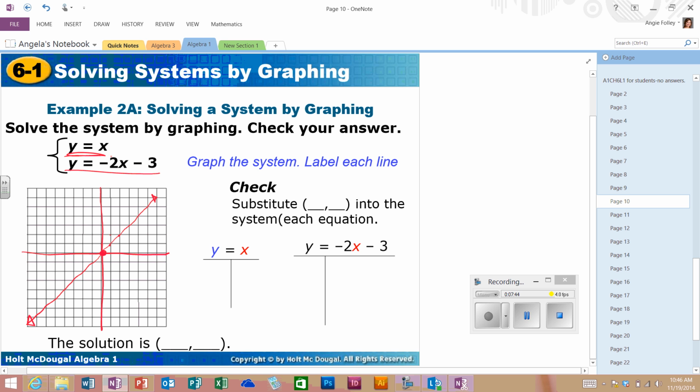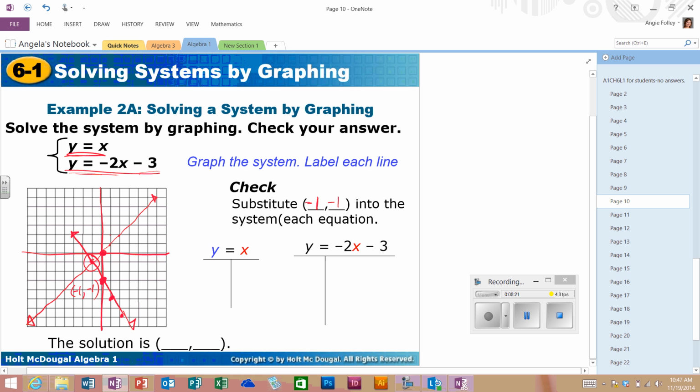For my next line, y = -2x - 3, I'm going to go down to -3. Okay. And then I'm going to go down 2 and over 1, like that. Down 2 over 1. You could also go up 2 and over 1 this way and draw my line like that. So the point that I think they intersect at right there is (-1, -1). Okay? So that's where I think they intersect.